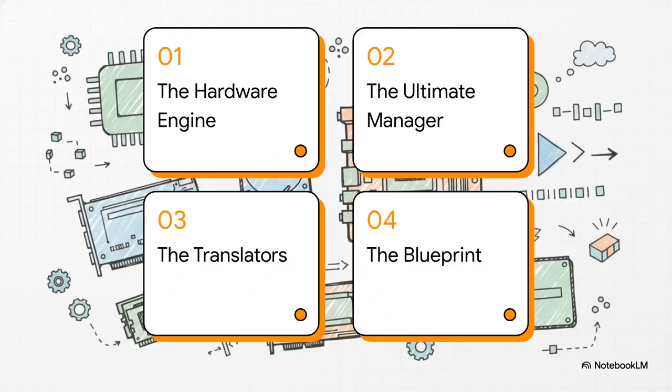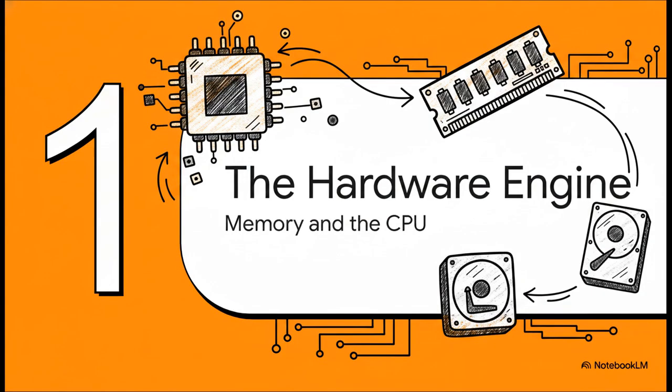So, here's our game plan for today. We'll start with the hardware engine, specifically memory and the CPU. Then we'll look at the ultimate manager, which is the operating system. After that, we'll dive into the translators, like compilers and linkers. And finally, we'll wrap up with the blueprint, looking at algorithms and flowcharts. All right, let's jump straight into part one, the hardware engine, focusing on memory and the CPU.